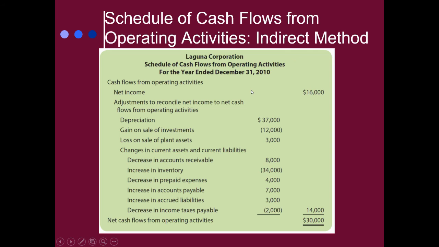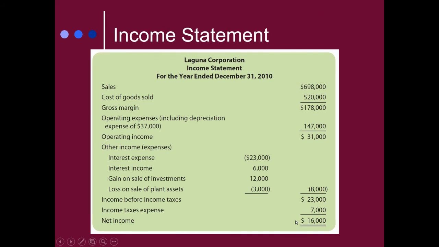So now this is a preparation of the cash flow from the operating activities. So take the net income. The net income is derived from the Laguna Corporation income statement, 16,000, and then look out for the depreciation, the gains and loss. So depreciation is 37,000, gain is 12,000, and loss is 3,000.